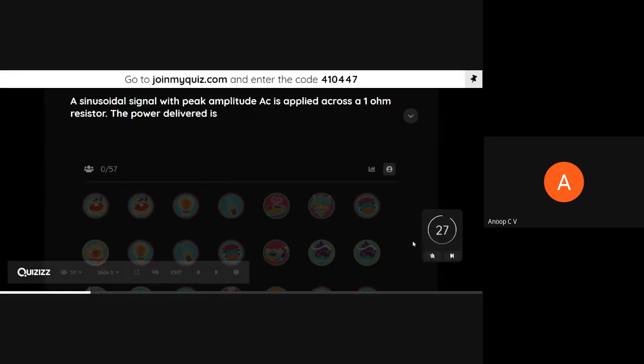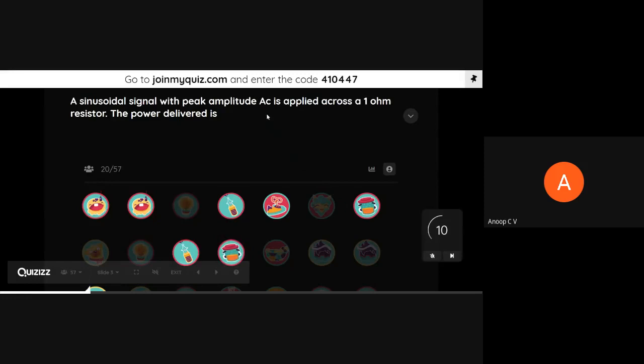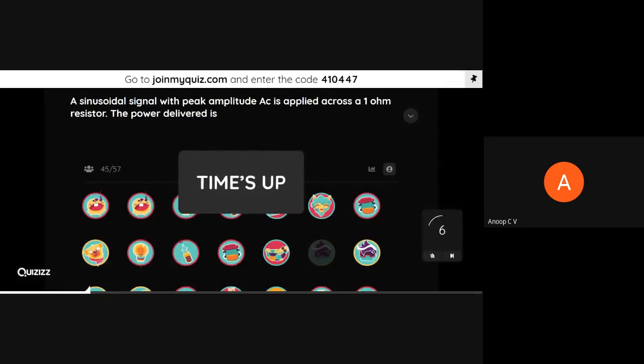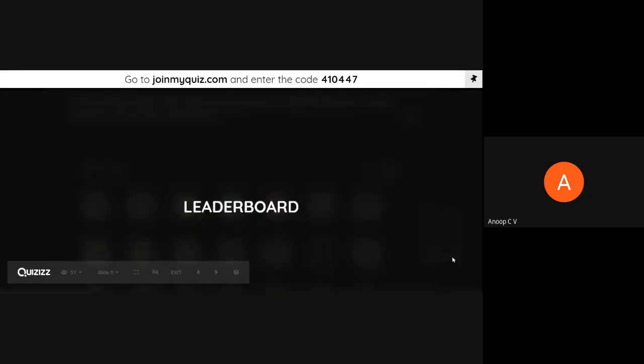A sinusoidal signal with peak amplitude AC is applied across a 1 ohm resistor. The power delivered is? So a sinusoid can be AC cos 2 pi FC t or AC sin 2 pi FC t. It is applied across a 1 ohm resistor. What is the power delivered? What you have to keep in mind is that AC is the peak amplitude. For this question, I have given only limited time, as there are only two options. Only 7 seconds left. Okay, fine, so now we'll see.